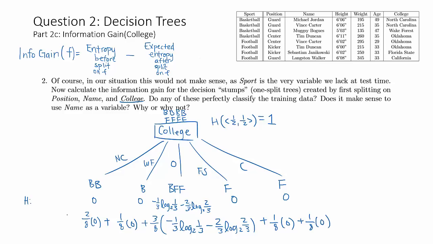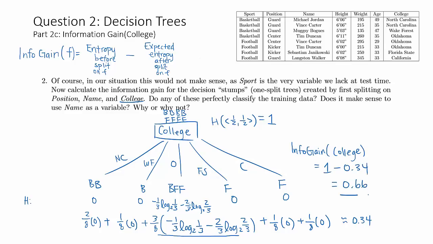And so if we work out the math behind this, we really only need to calculate this term here, and this comes out to roughly 0.34. So the information gain of the college feature is equal to 1 minus 0.34, which is equal to 0.66.